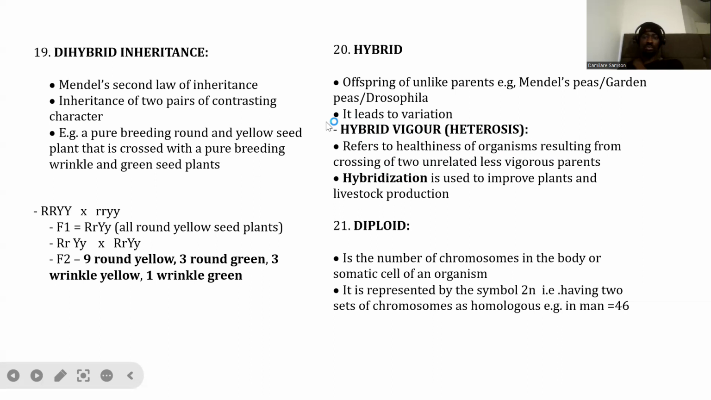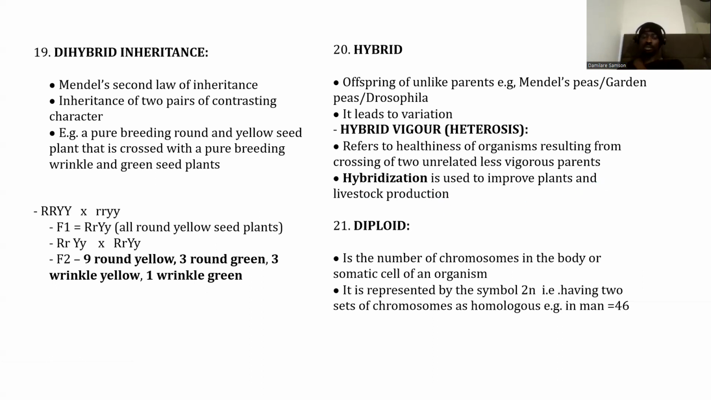So basically, what we are trying to do in hybrid is take two different organisms that don't really look alike. They are not from the same parents. We are trying to cross them so that we'll be able to retain some characteristics which can be passed from one generation to another. Hybridization now is used to improve plant and livestock production.